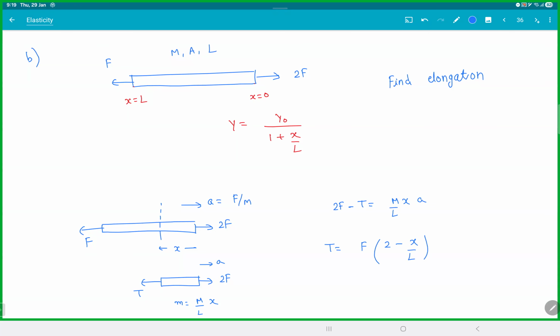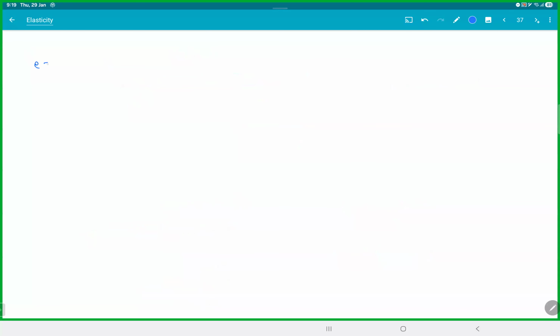Check. Did you get the same tension? That's the first thing. If you goofed up here, then the whole thing goes for a toss. Great. Once you got this, elongation will be integral, the formula is still valid, tension dx by AY. So your tension is F into 2 minus x by L. Area is area only. Y will be Y naught into 1 plus x by L.